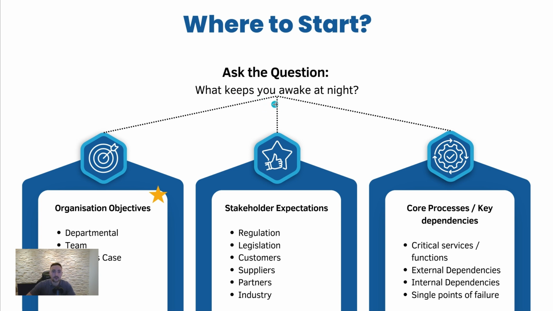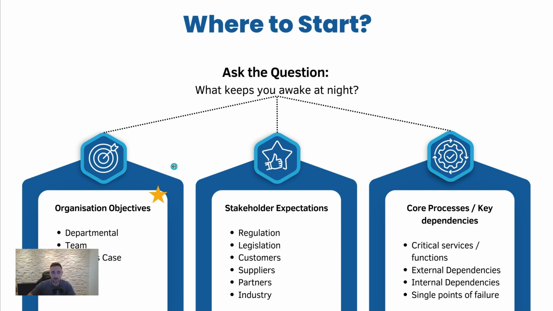And there are three elements or ways that you can look at identifying your risks. I've got the first one here, which is using your organizational objectives. And this could be your overall objectives, your vision, your mission. It could be your departmental objectives, team objectives. It could be the objectives in a business case.